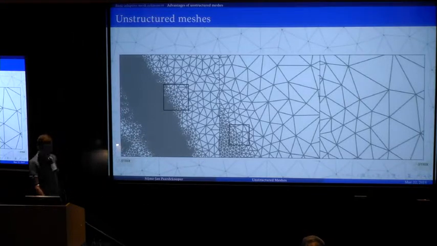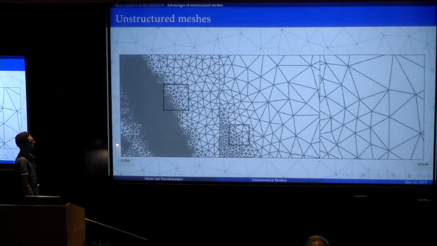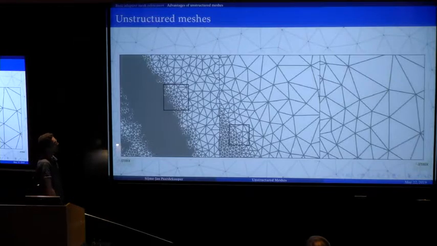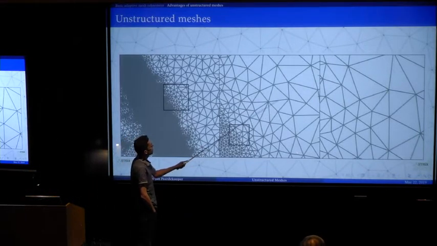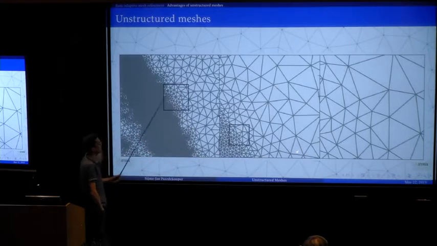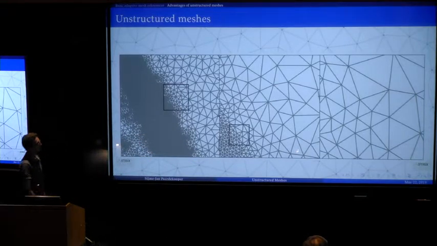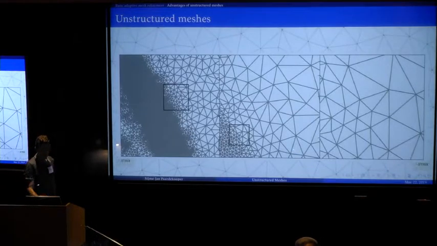And the thing to notice is that although the resolution varies by an order of magnitude in this particular example, there's no topological defects in this mesh. Every triangle is surrounded by 3 other triangles, no matter where you are in this mesh. So that's a big advantage, I think. You don't need to do anything special when the resolution changes.